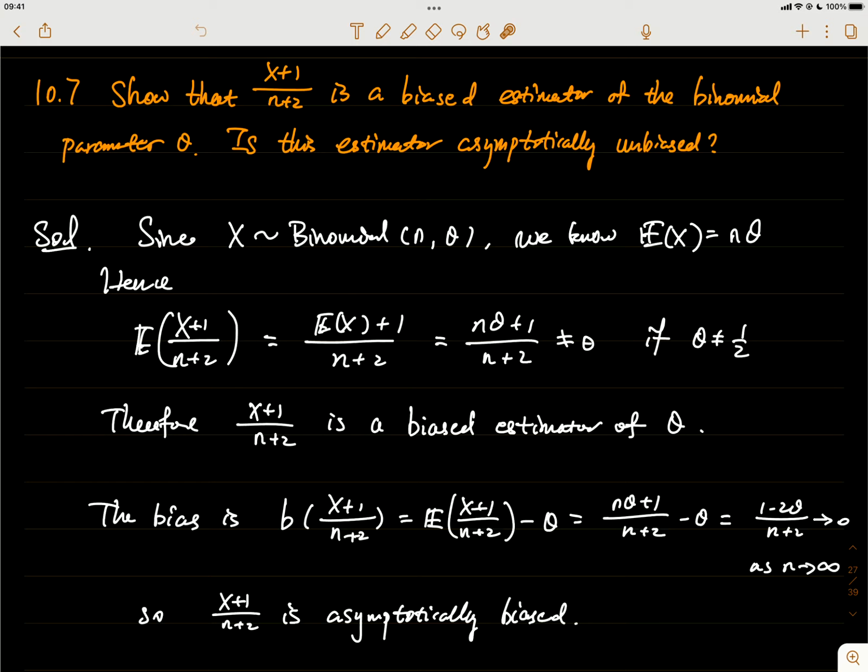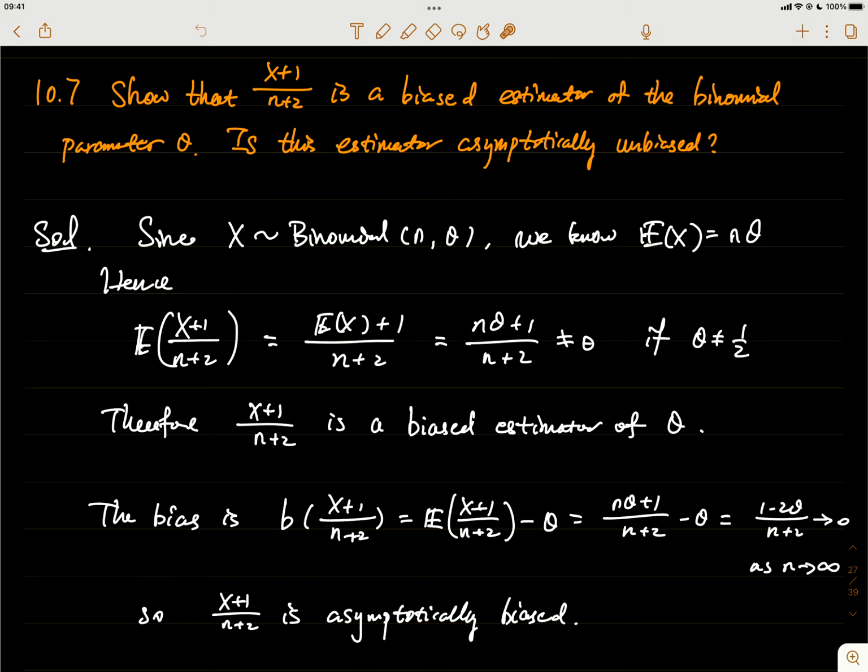Okay, so X is from the binomial distribution, where n is given. We know that the expectation of the binomial random variable is n times theta. Now, to see if this estimator is biased or not, we just take the expectation and see if it's equal to theta. Remember that only X is a random variable, all the other things are constants. So due to the linearity of the expectation, this is equal to the expectation of X, which equals n theta, as we just said.